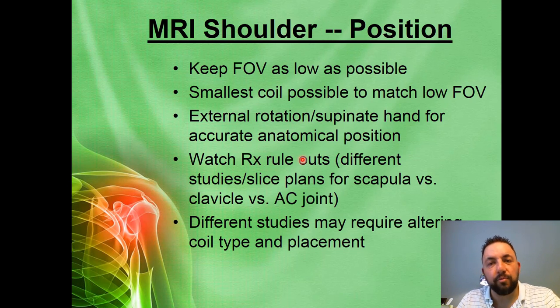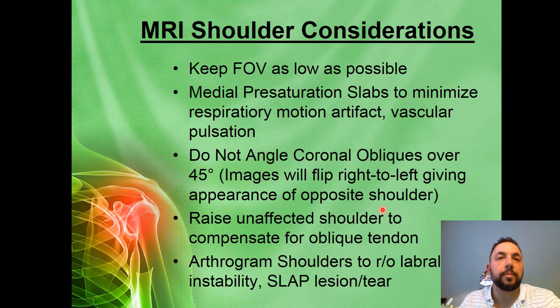Please watch your prescription rule-outs, different studies, slice plans for scapula versus clavicle versus AC joint. Again, this may or may not require alterations in your coil selection and positioning, as well as your slice coverage or a radiologist protocol. So keep in mind what your rule-outs are in the script before positioning your patient.